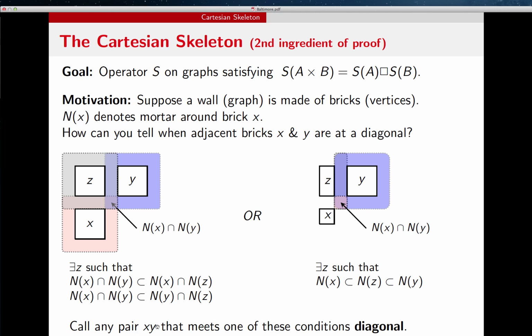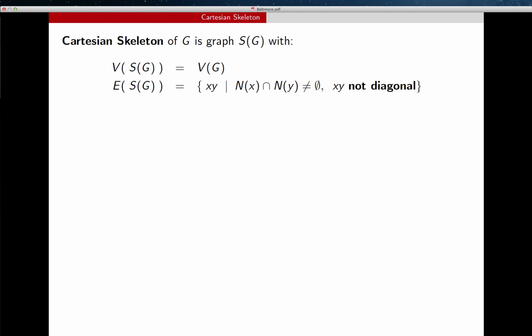Now, we're going to call any pair xy that meets one of these conditions diagonal. And notice this is not defined in terms of any orientation of right or left or up or down or any product. It's intrinsic to a graph. So the Cartesian skeleton of a graph G is defined this way.